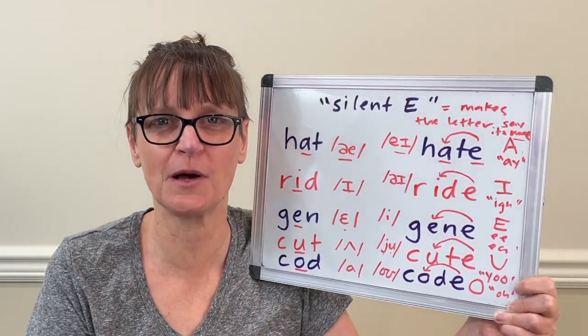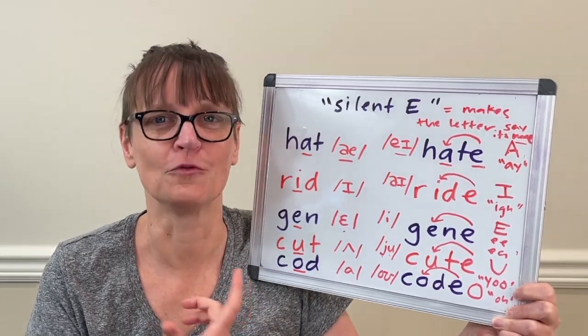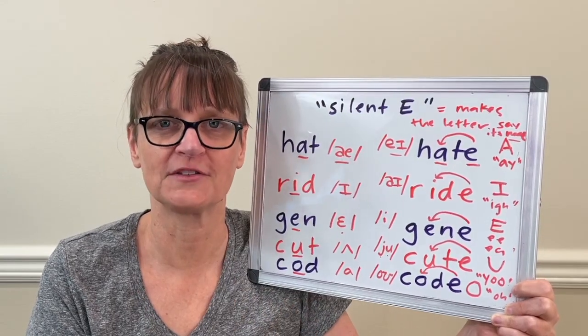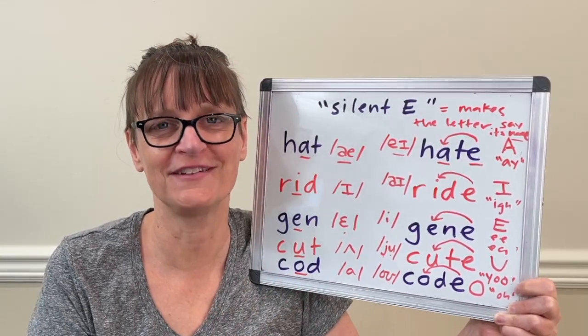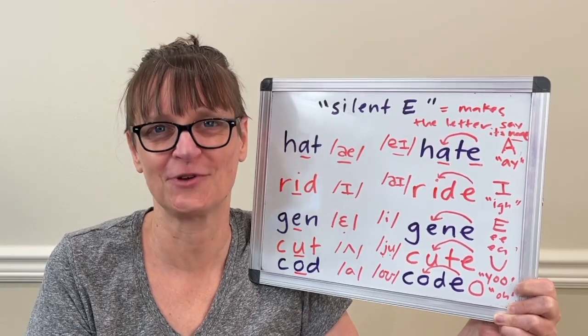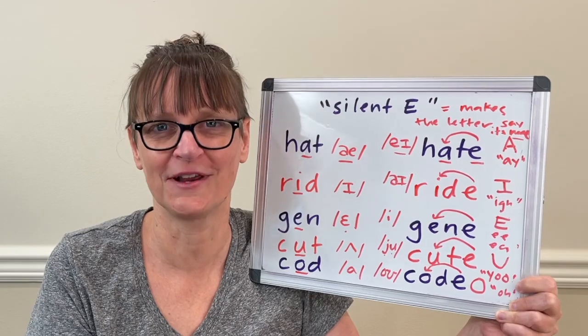I hope this rule is helpful for you. We call it the silent E, makes the letter say its name rule. And if you have questions about this, if you want to know about exceptions or more to do with spelling, leave me a comment and I'd be happy to answer your question, direct you to resources either on our website, speechmodification.com, or here on the channel.